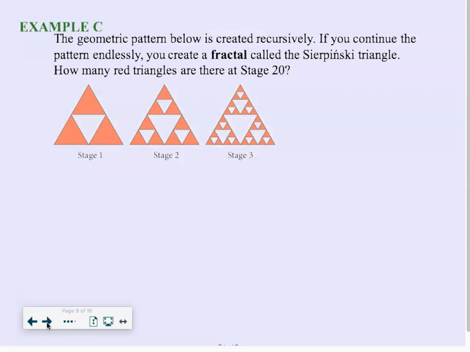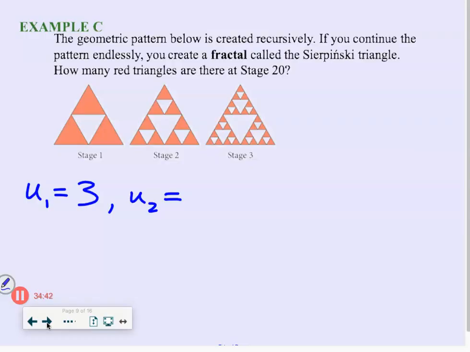Anyway, right now we're going to talk about the Sierpinski triangle. All this is you're just constantly subdividing your triangle. So it looks like one triangle with a bunch of subdivisions, but really what we're doing is counting the individual red triangles in each figure. With the Sierpinski triangle, stage 1 would be your u sub 1. How many red triangles do you see? 3.